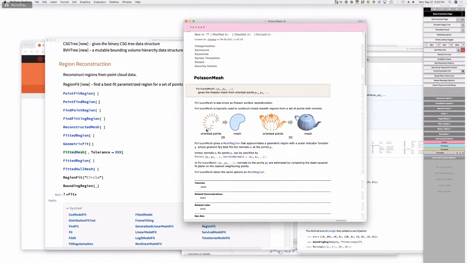Okay, the question here, we've agreed we're going to have fitted mesh, fitted region. They're going to have method options. The question is, do we also have the special functions of things like Poisson mesh? And that's really a judgment call, because for the fitted region thing, you're not having a separate RANSAC function, right? RANSAC is just a method.